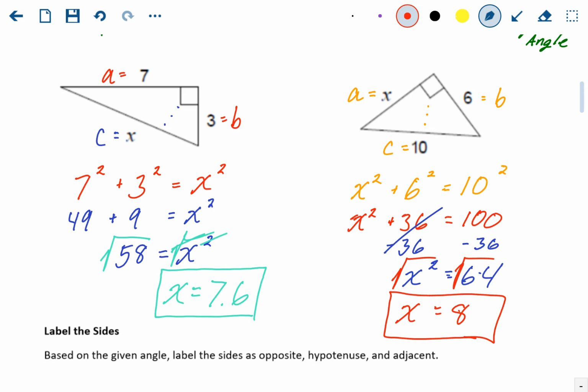So those are really the only two scenarios you're going to have. You're either not going to know the hypotenuse or you're not going to know one of the other sides. But it's always a squared plus b squared equals c squared.